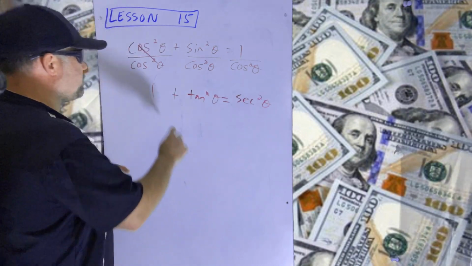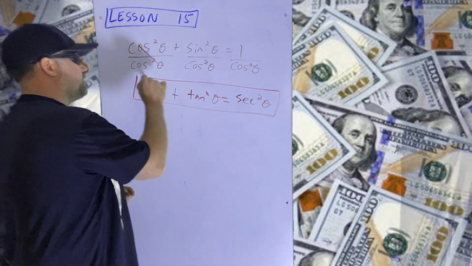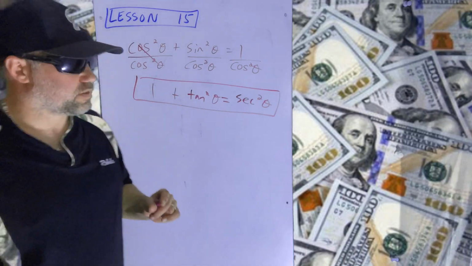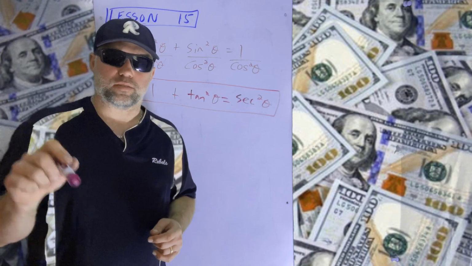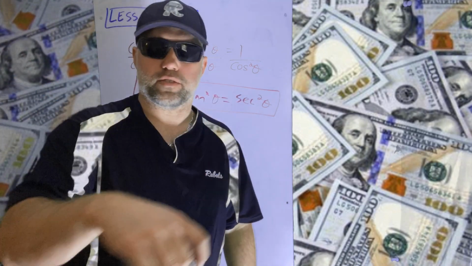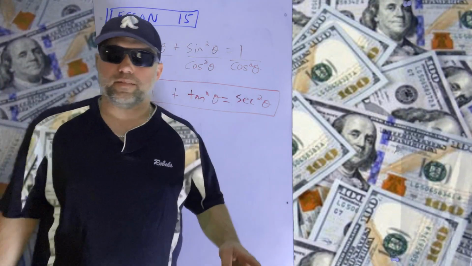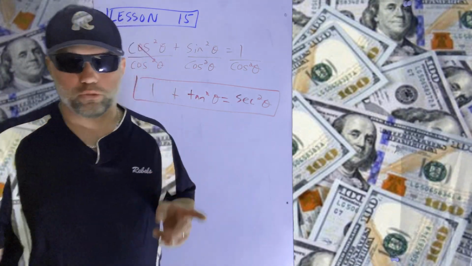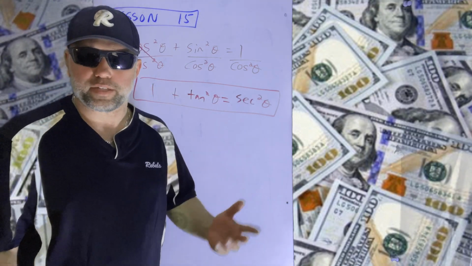So there is our second Pythagorean identity right there. 1 plus tangent squared equals secant squared. That is new. That's something that even if you took skills with me or last semester, you haven't seen before. This is our second Pythagorean identity that we can use to solve other things. So let me show you an example of that.